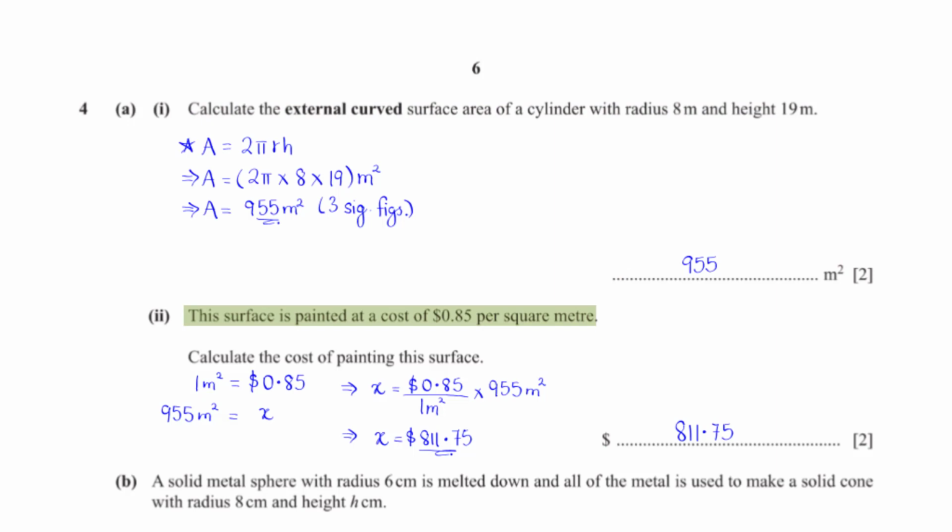This surface is painted at a cost of $0.85 per square meter. Calculate the cost of painting this surface. For every square meter painted, a cost of $0.85 is incurred. And so if we are painting a surface of 955 meters squared, the cost incurred is X, which we are going to find. From this ratio setup, we have X equals $0.85 divided by 1 meter squared times 955 meters squared. This gives us X equals $811.75.